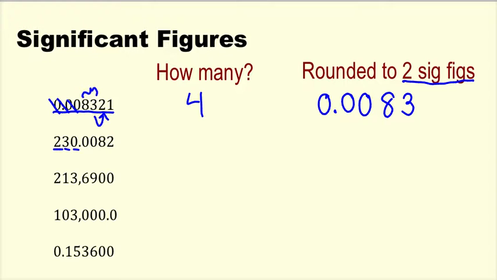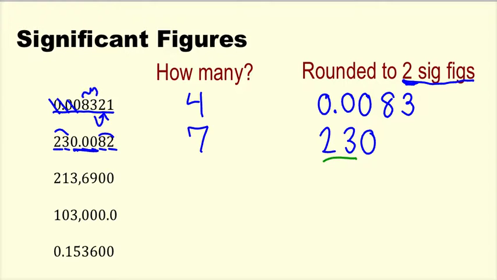Okay. This number down here has 1, 2, 3, 4, 5, 6, 7 sig figs. Because these zeros are sandwiched in between non-zero numbers, they are significant. So it has a total of 7 sig figs. If my least precise measurement only had 2 sig figs, I would round this to 230. Only keeping these 2 sig figs, but not changing the number. 23 is very different than 230. So I just wouldn't put the decimal point there.